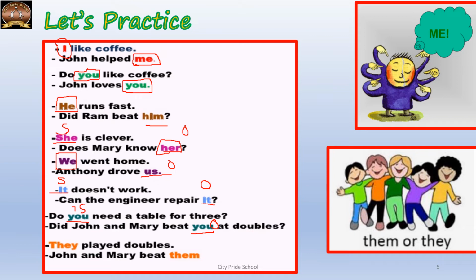They played doubles. They is a subject because it is beginning the sentence. John and Mary beat them. Them is an object as it is coming at the end of the sentence.